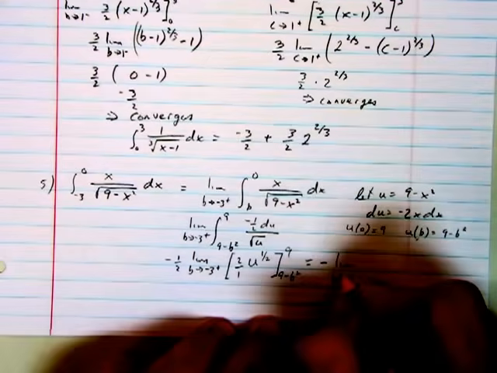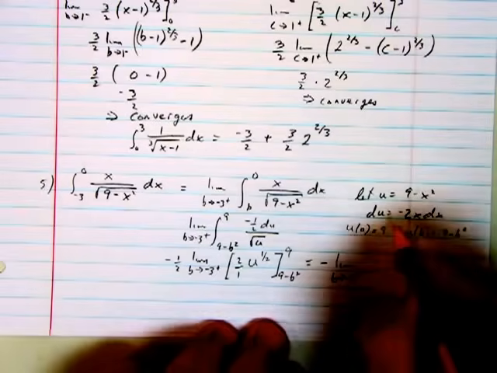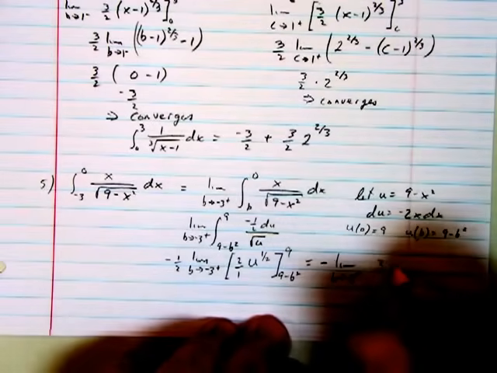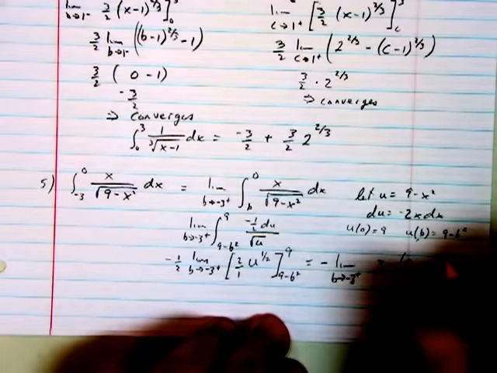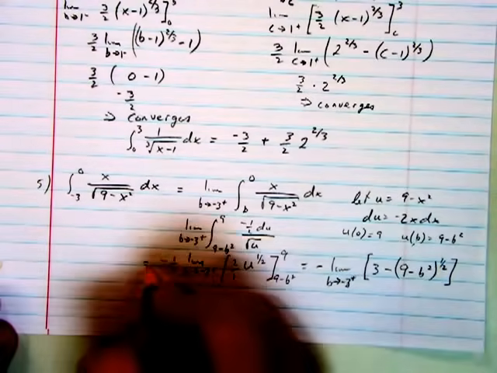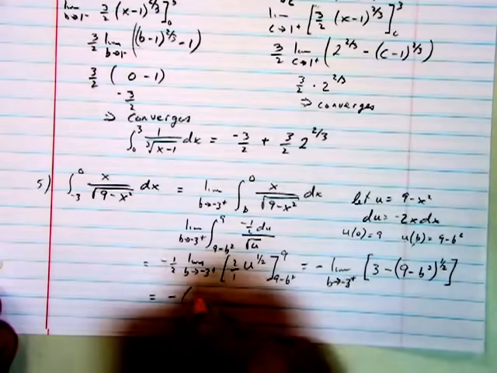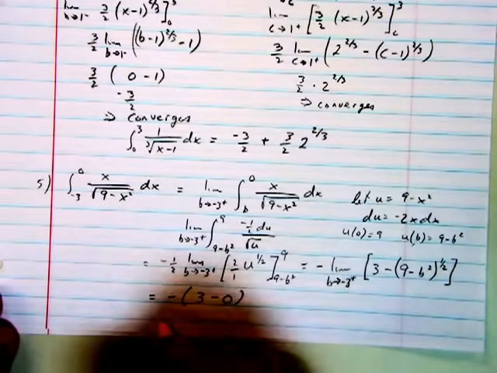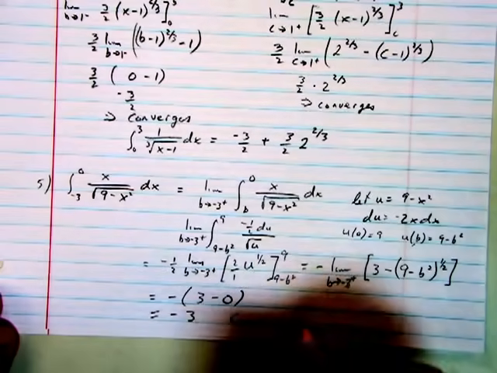Can't quite see that well, so let me fix that. So when we plug in 9 here, we'll have 3 minus the square root of 9 minus b squared. So what do we get now? We'll get the negative of 3 minus, plug in that, that'll give us 0. So we get negative 3, and this converges.